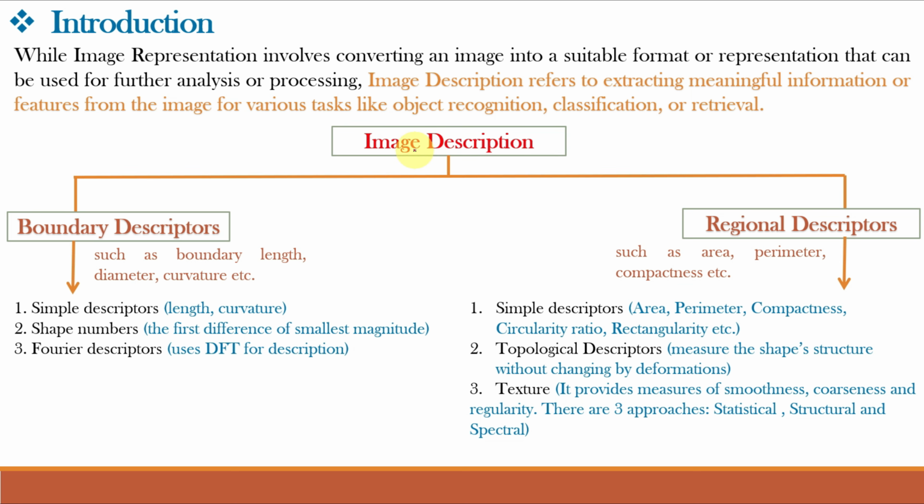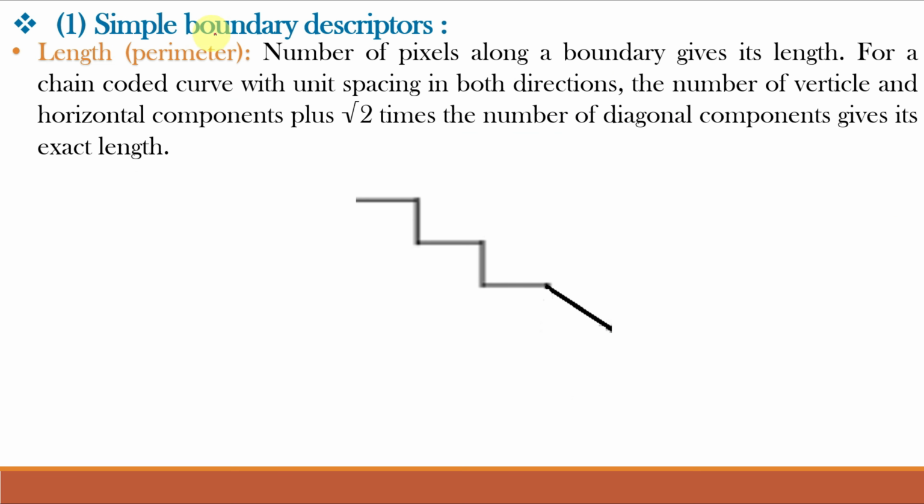Image descriptors can be broadly of two types: boundary descriptors and regional descriptors. Boundary descriptors are one that comprises of boundaries, for example, boundary length, boundary diameter, boundary curvature, etc. And regional descriptors are one that comprises of regions, for example, what is the area of the object, compactness, etc. Now these boundary descriptors are of three different types: simple descriptors, for example, length and curvature; shape numbers are one that gives the first difference of smallest magnitude; and Fourier descriptors that uses discrete Fourier transform for the description process. In this video lecture, we will learn different boundary descriptors. Okay, let's go ahead. First, we will understand simple boundary descriptors.